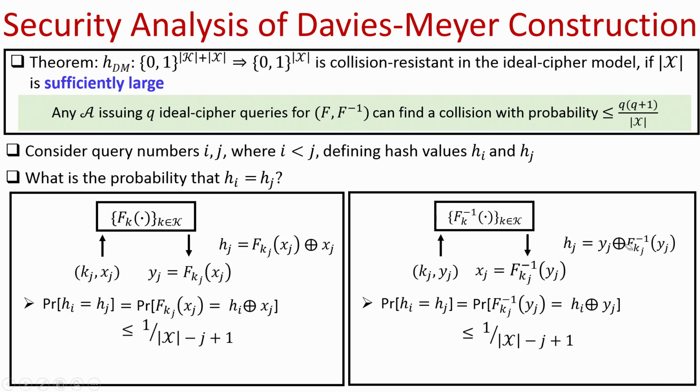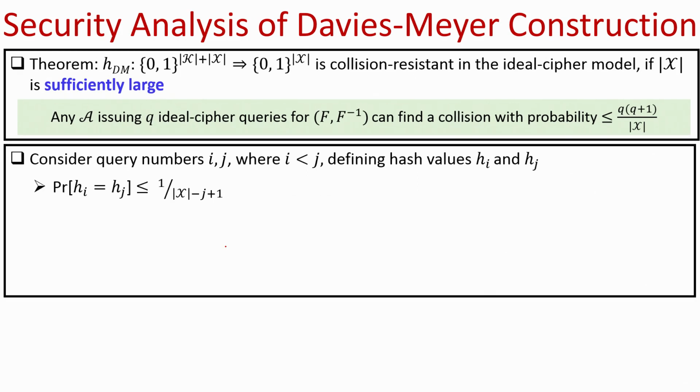So, in both the cases, irrespective of whether the jth query is for the Fk function or for the Fk inverse function, the probability that the hash value which the adversary learns due to this jth query matches the output of the ith query is upper bounded by 1 over the size of X minus j plus 1.